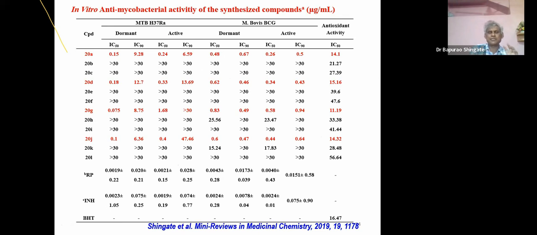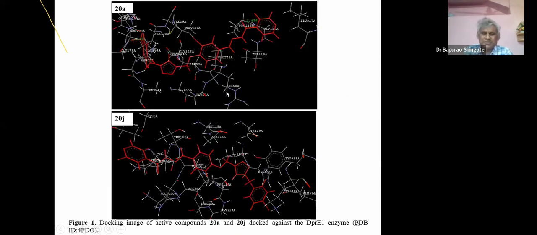That particular drug is used to cure TB, and we have practically observed that INH-based compounds are showing excellent anti-tubercular activity as compared to nicotinic acid hydrazide or benzoic acid hydrazide. These two compounds are not showing any kind of anti-tubercular activity. Only INH-based compounds are showing anti-tubercular activity as well as antioxidant activity. See over here. And we have docked these particular compounds against the DprE1 enzyme, showing better interactions.